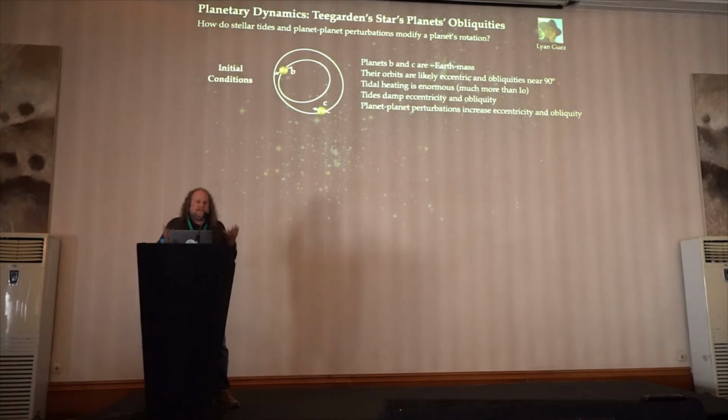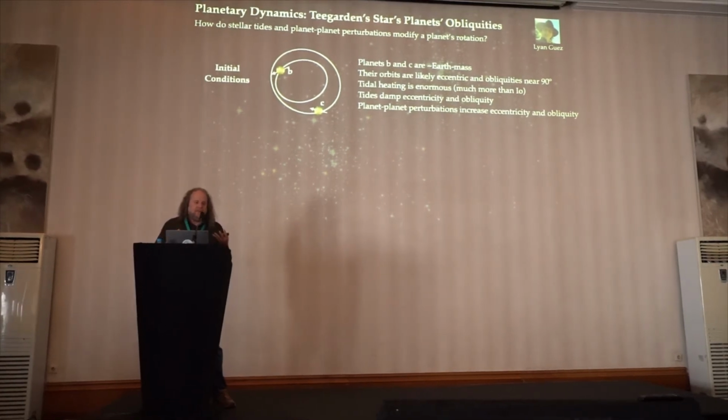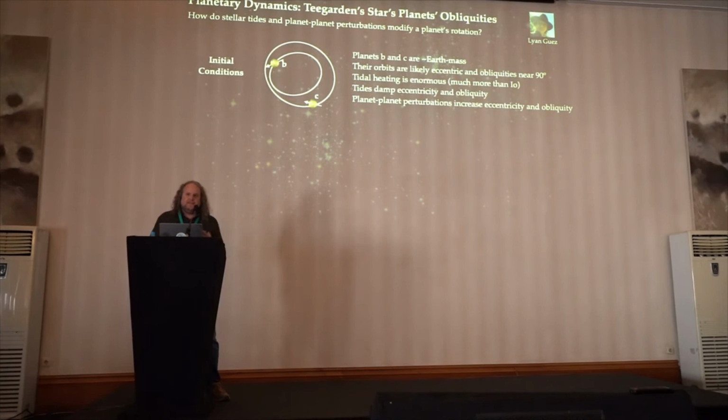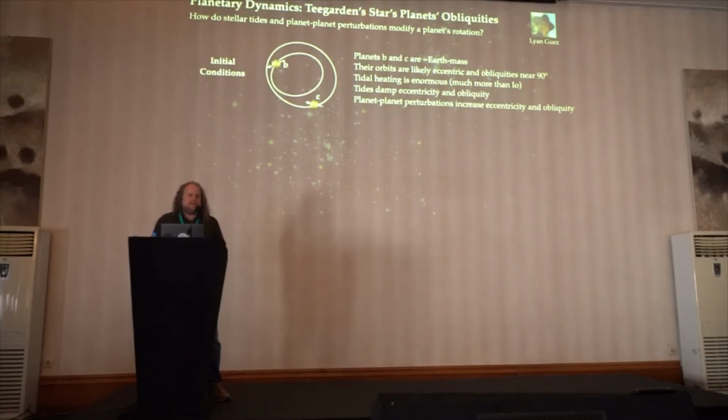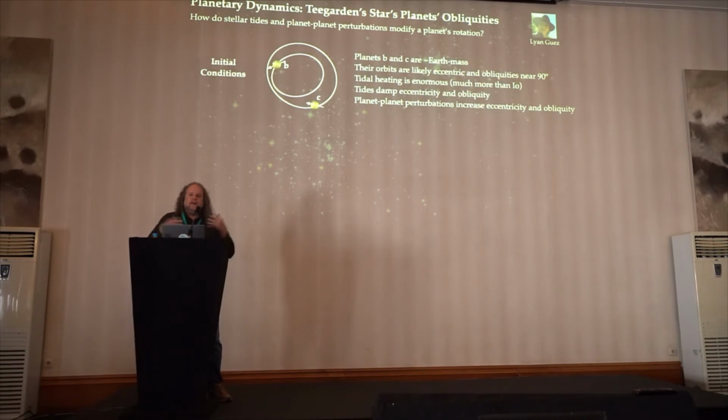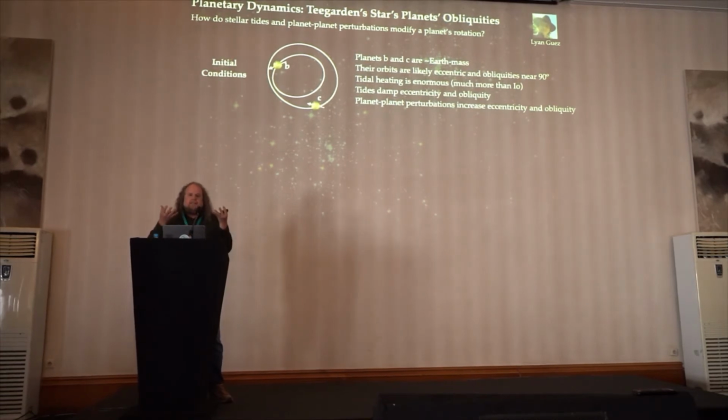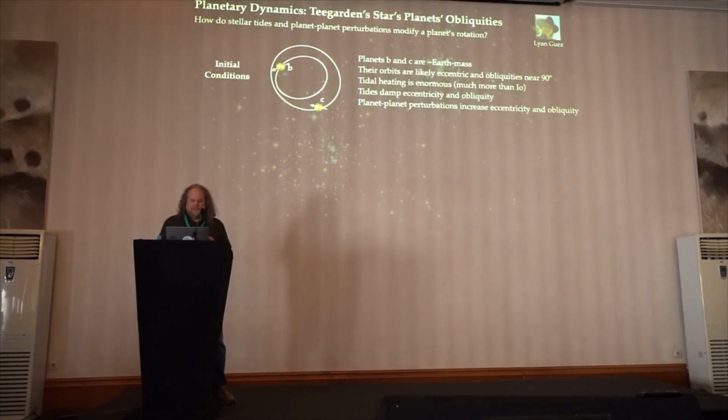This would mean that initially the tidal heating on these planets would be absolutely enormous, something like thousands of kilowatts per square meter. But the tides between the star and each individual planet tend to damp the eccentricity and the obliquity to 0, which would quench the tidal heating. But on the other hand, the planet-planet perturbations want to increase or sustain the eccentricity and the obliquity.